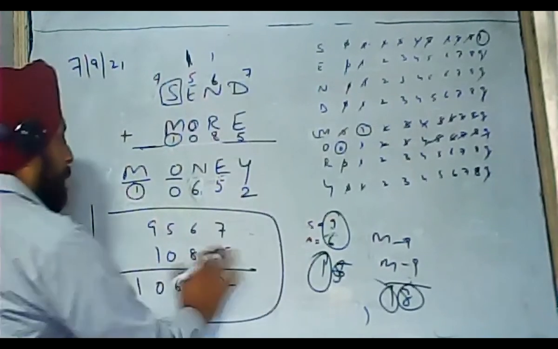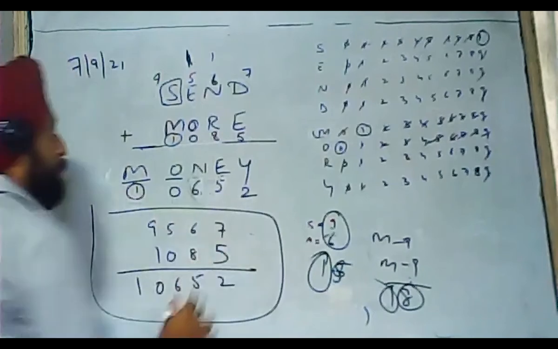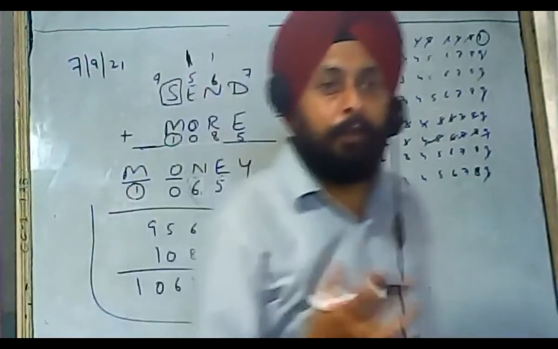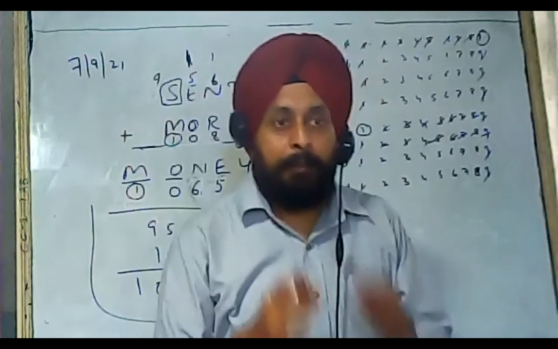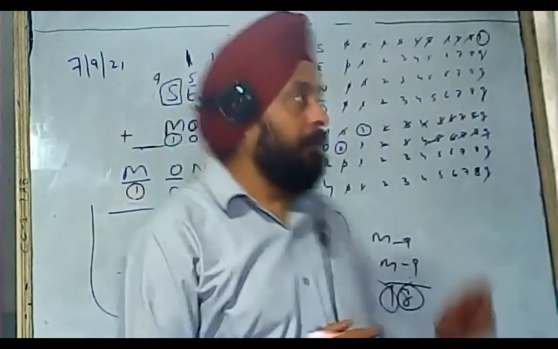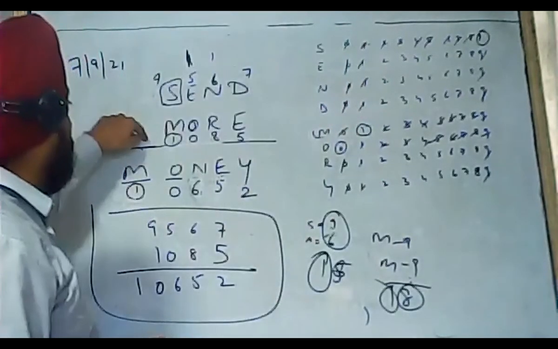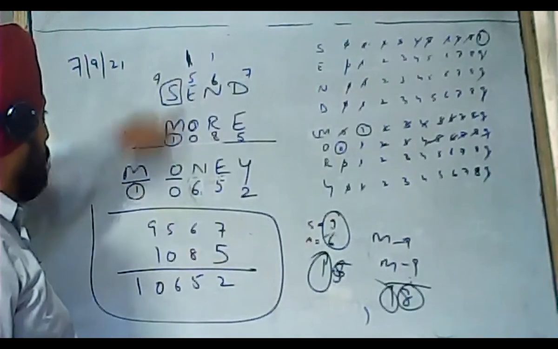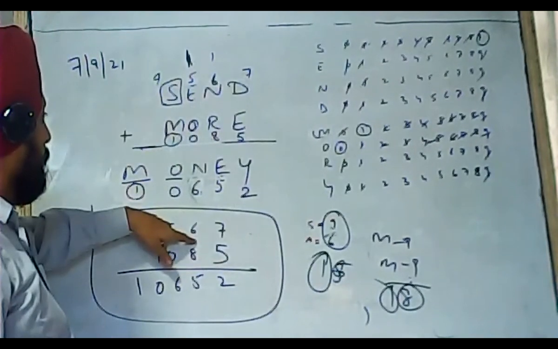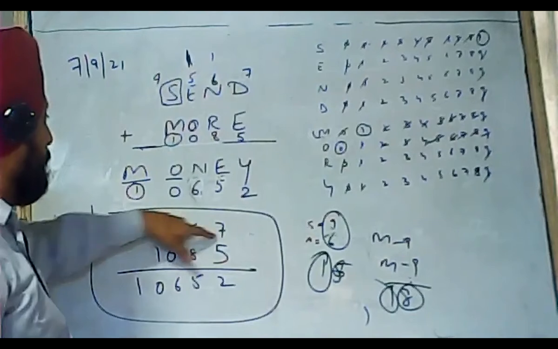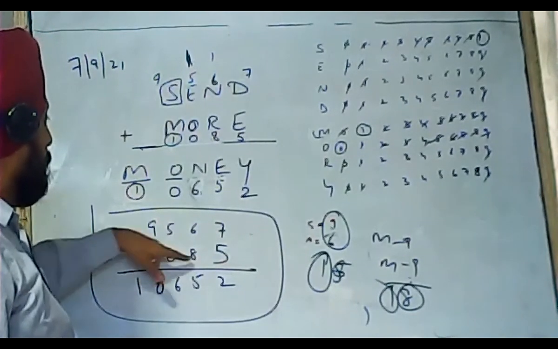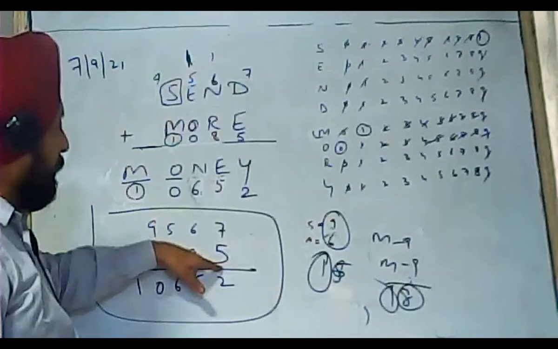This is the way you have to solve. You can be given any problem. So this is what the flipped arithmetic problem is. So the solution of SEND plus MORE equals MONEY is 9 to S, 5 to E, N 6, D 7, M 1, O 0, R 8, and E 5.